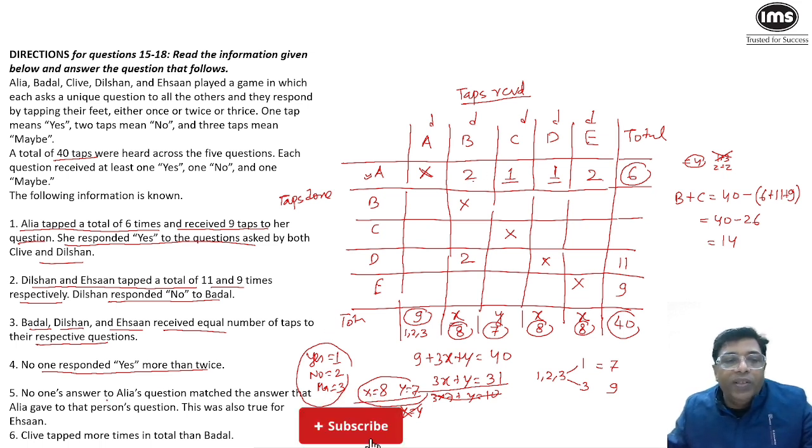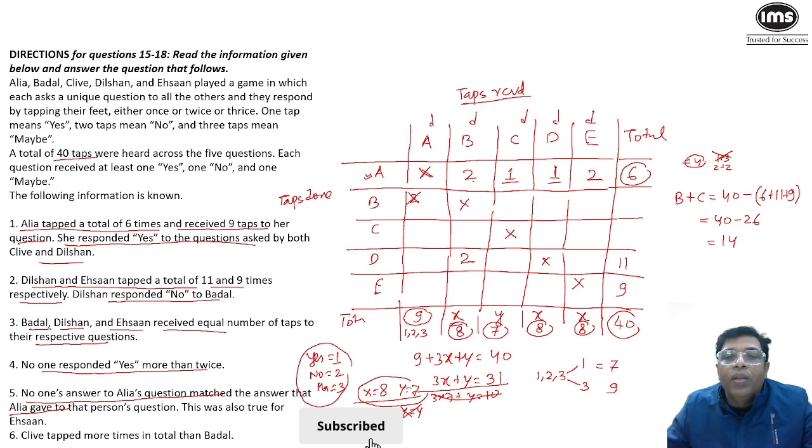Now let's proceed further. No one's answer to Alia's question matched the answer that Alia gave. For example, if Alia tapped twice to the question of B, then B cannot tap twice. Similarly, C cannot tap once or twice. Now the same is true with E also. For E also, the value that E will tap will not match. So this is what we have to understand. And the last part is Clive.